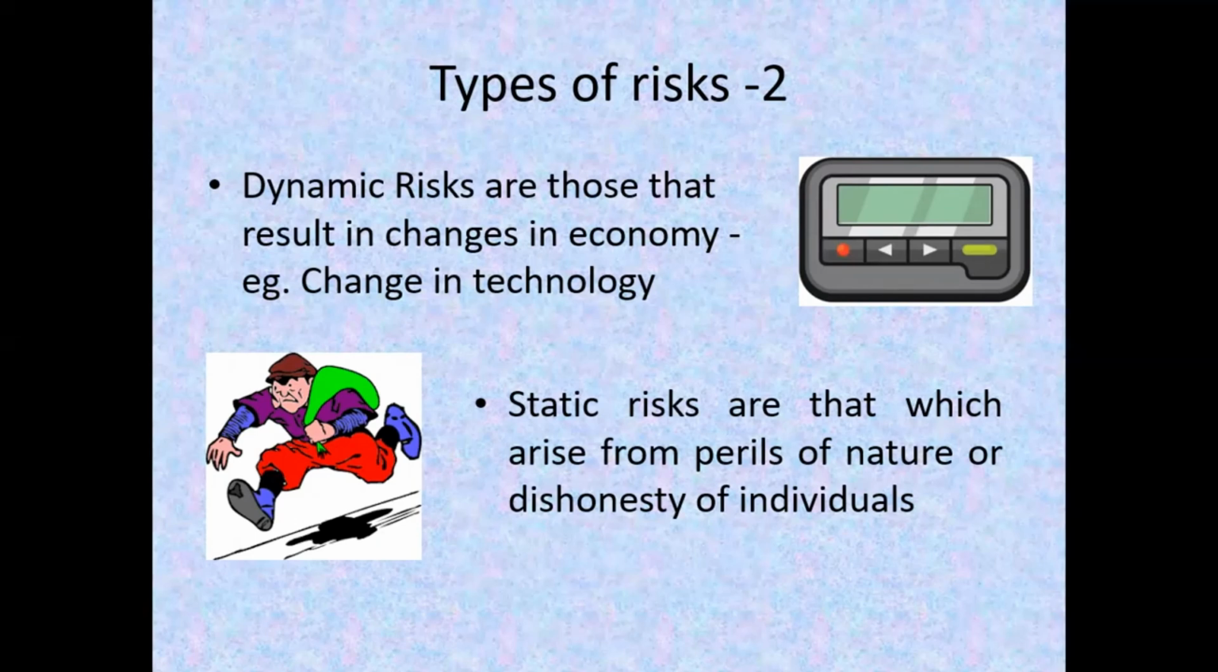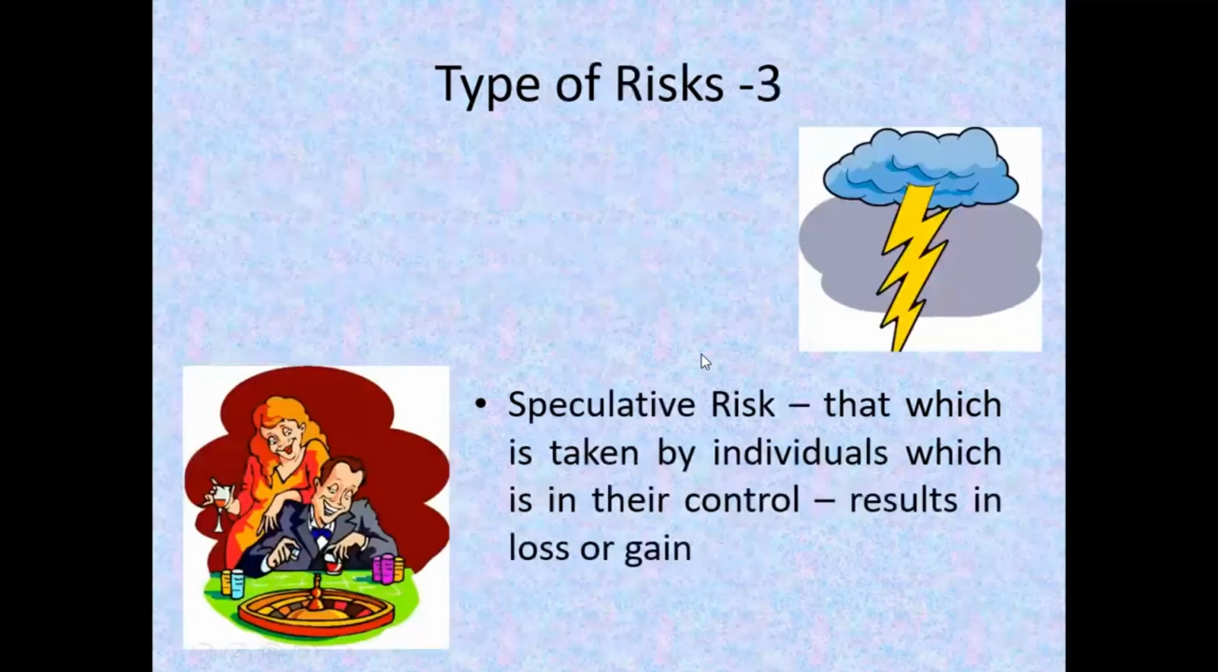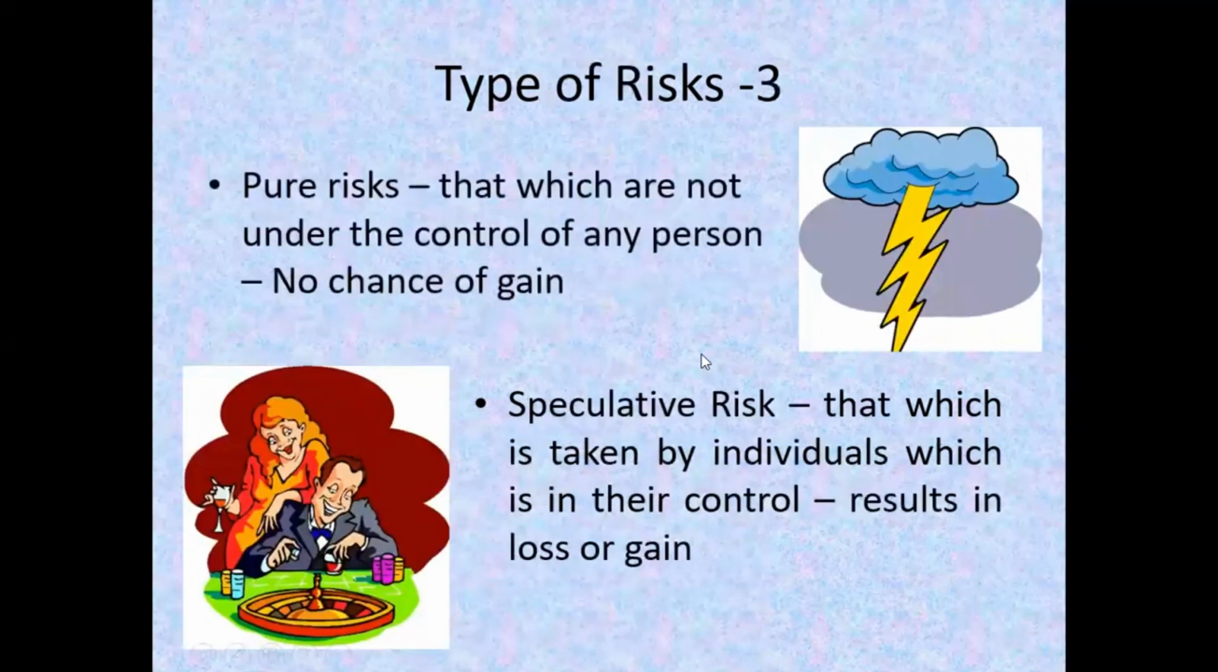Static means nothing changes, right? It is like a stay-put, hardcore risk. Let's say somebody is dishonest. In an office, 10 employees are there, and one person always does fraud. This is a static risk. It doesn't change because of anything. Drastically, it does not change. So it is a very specific and static risk that leads to a loss.